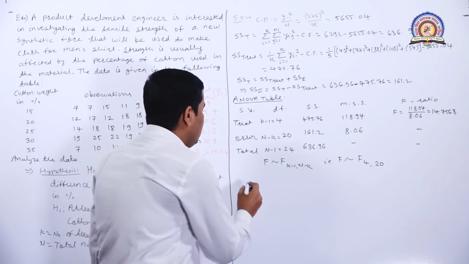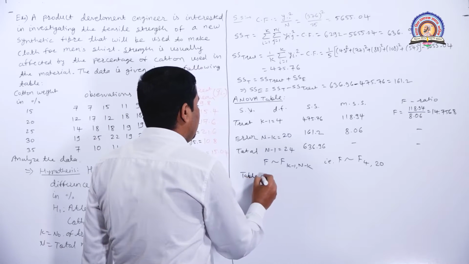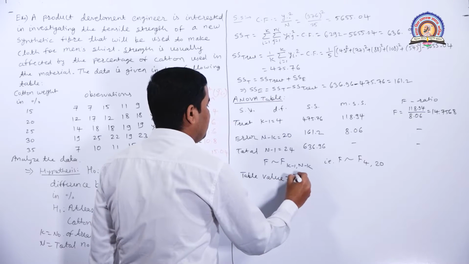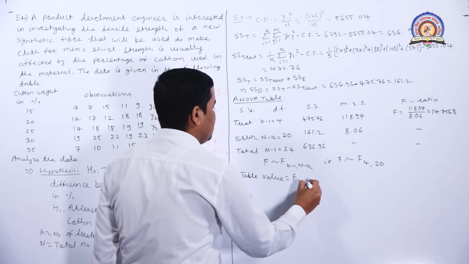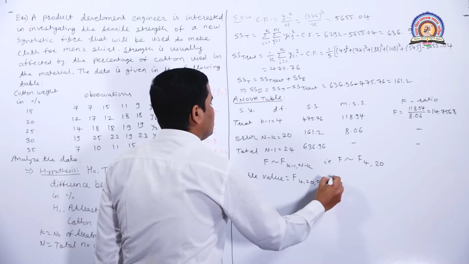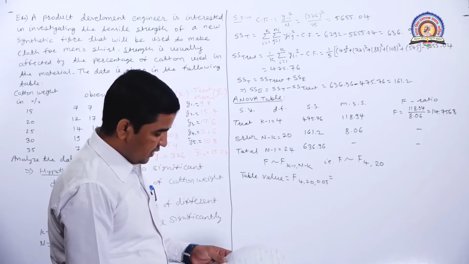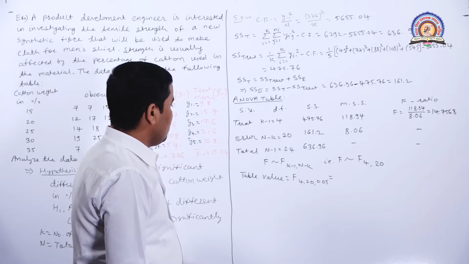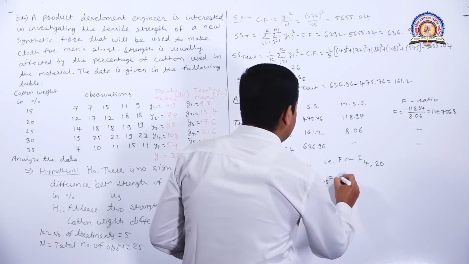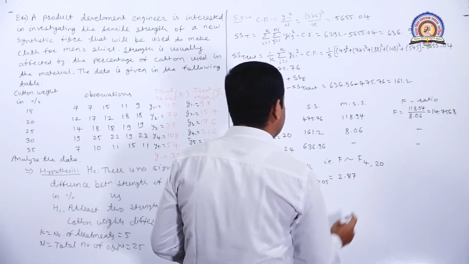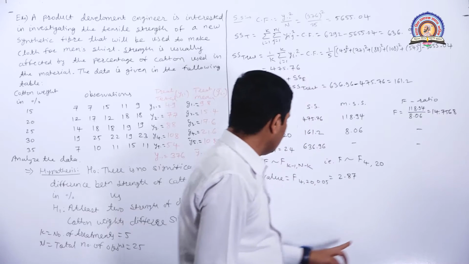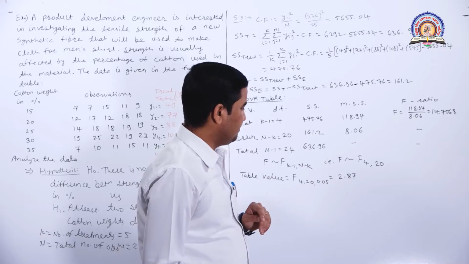The table value is obtained from the statistical table. Table value is F at 5% level of significance, F of 4 comma 20 comma 0.05. This is obtained from the statistical table, and this value is 2.87. Now look here: the calculated value is 14.7566 and the table value is 2.87.